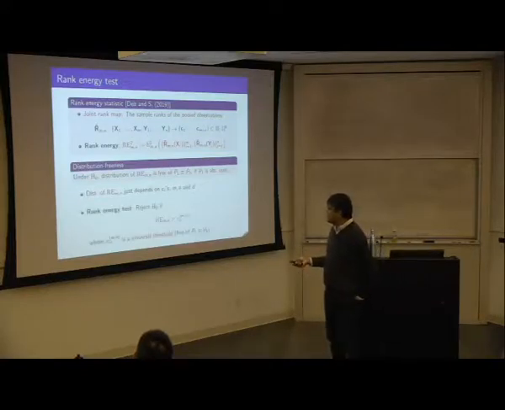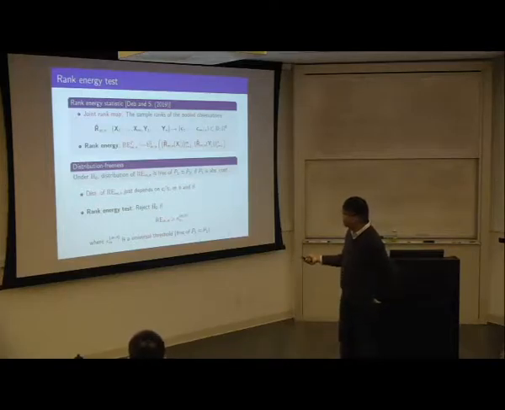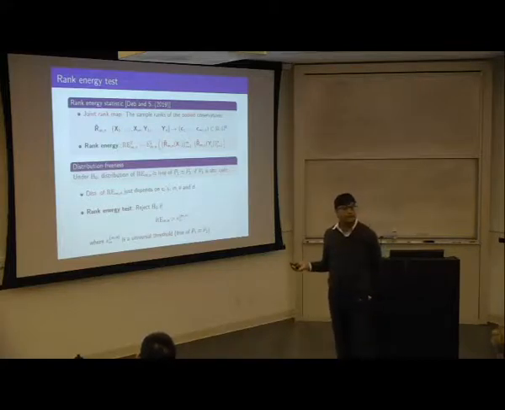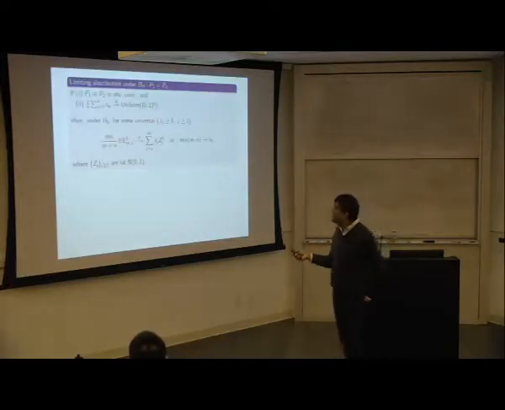Of course, the rank energy test would reject when the rank energy statistic exceeds the critical value. The critical value only depends on m, n and the c_i's. It does not depend on P1. So now you can say, okay, the choice of the c_i's is a pain. Indeed, you don't have to deal with that.